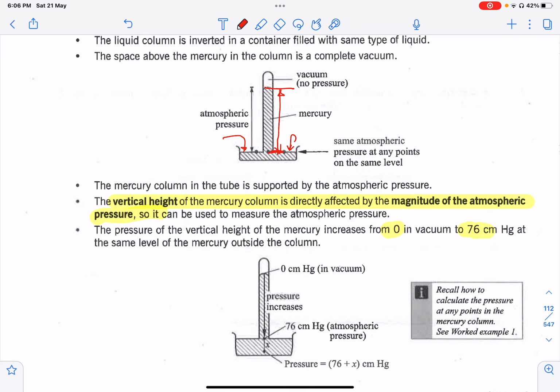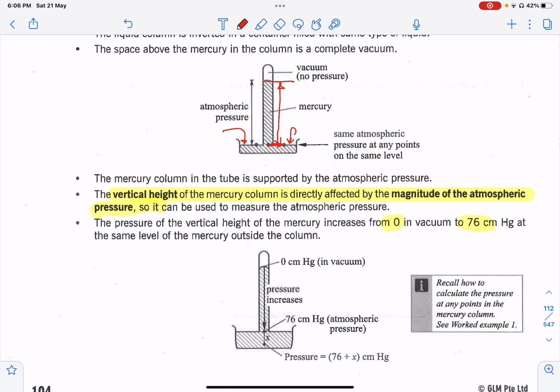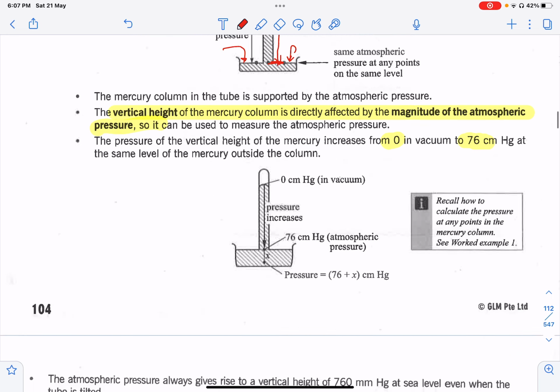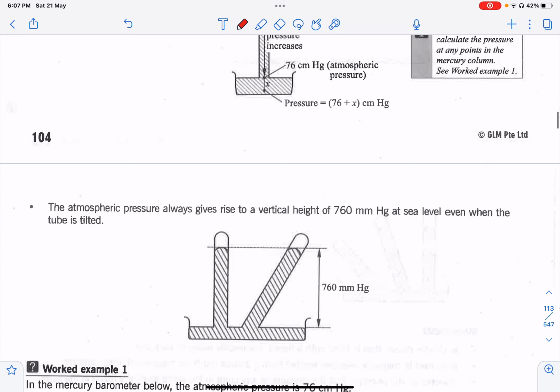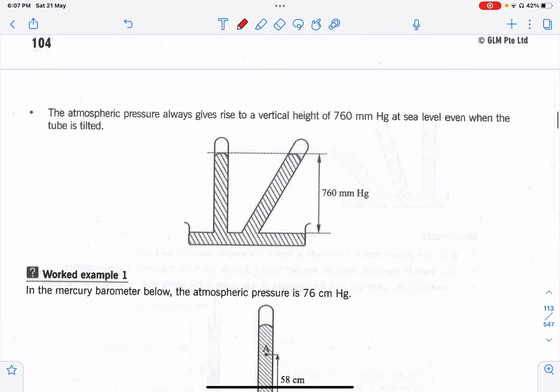So the vertical height of the liquid column is directly affected by the magnitude of atmospheric pressure. With higher atmospheric pressure, this height would increase. The vertical height of the mercury increases from 0 in a vacuum to 76 cm at the same level as the mercury outside the column. One unique thing is that regardless of how you tilt the barometer, the height will always remain the same. The vertical height of 760 mm Hg at sea level, even when the tube is tilted, will always be the same.